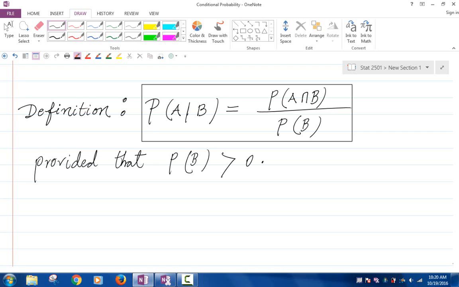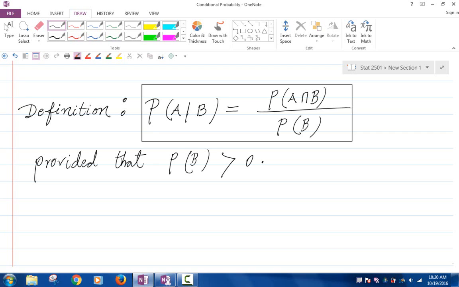Now, if you have a finite sample space, the probability of B is 0 when? When is the probability of B 0 if you have a finite sample space? Well, all the events are in the sample space. When B is the empty set, right? When B is the empty event, right? In that case.